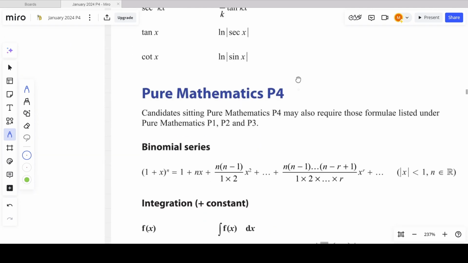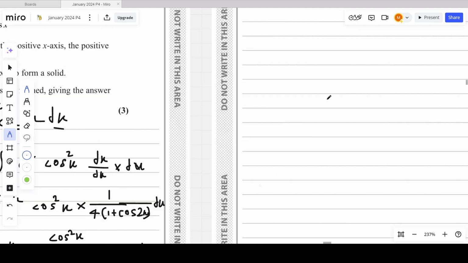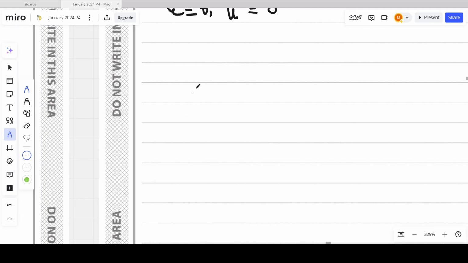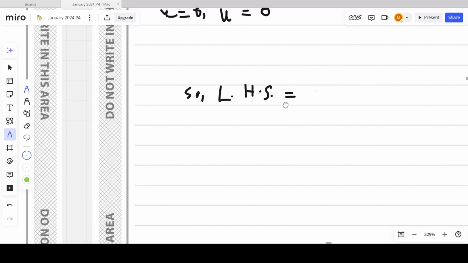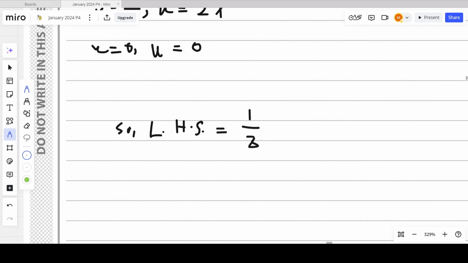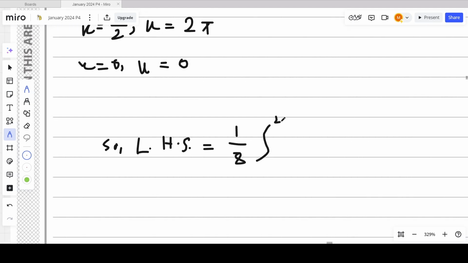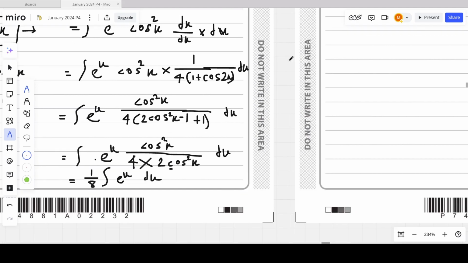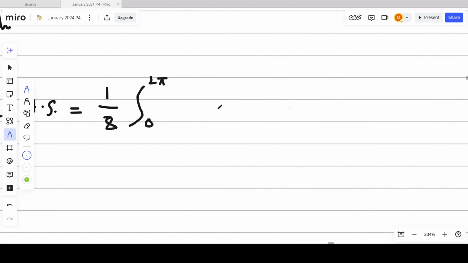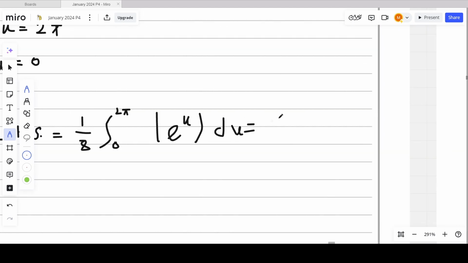Okay, so we can write the integral as how? We can write the left hand side as 1 over 8 integration, the upper limit is 2 pi, the lower limit is 0, and the simplified equation after substitution, we got e to the power u du. Done.